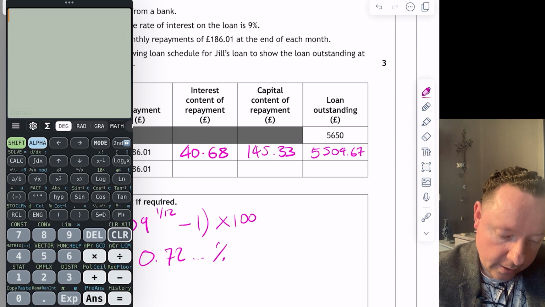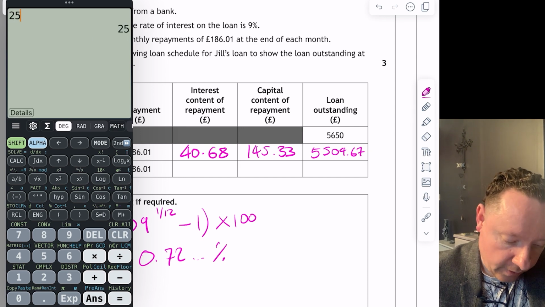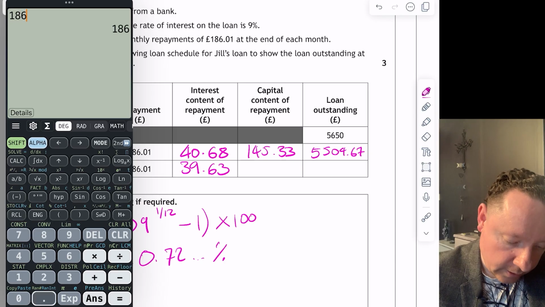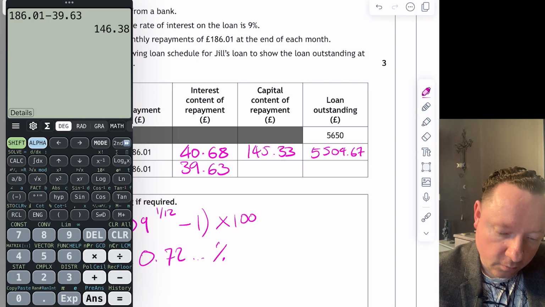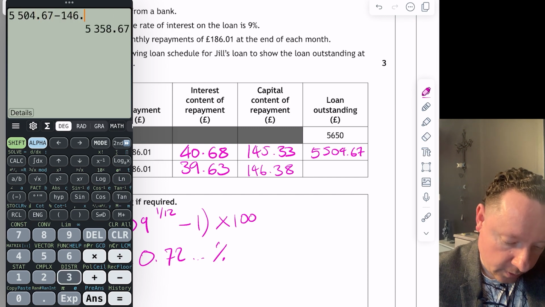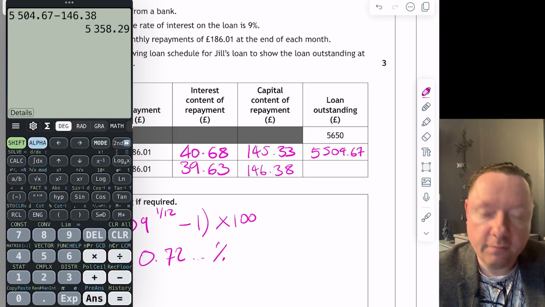And then we start again. So it's £5504.67 times 0.72%, £39.63. 186.01 is the payment minus the £39.63 to give 146.38. And finally, loan £5504.67 minus the £146.38 to get 5358.29.